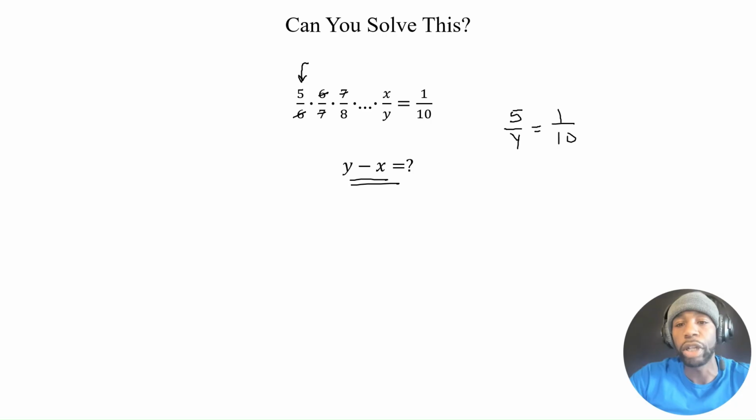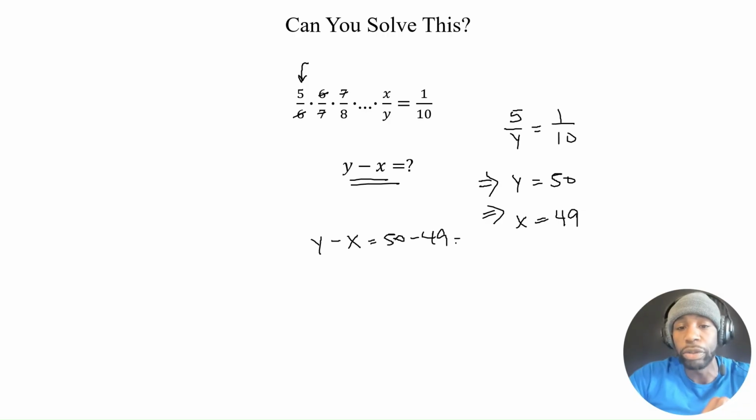Okay, so if we cross multiply, we get y equals 50. Now if y is equal to 50, then if you look at it, the numerator of each fraction is always going to be one less than the denominator. So that means x is equal to 49. Therefore, y minus x is 50 minus 49, which equals 1.